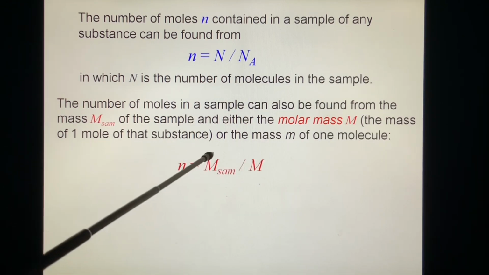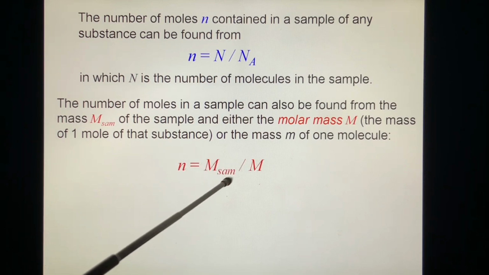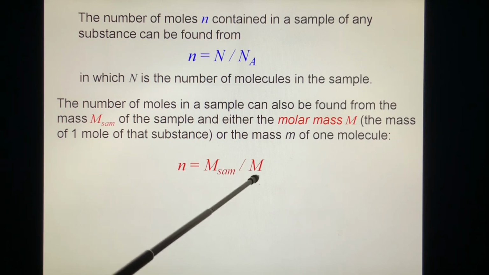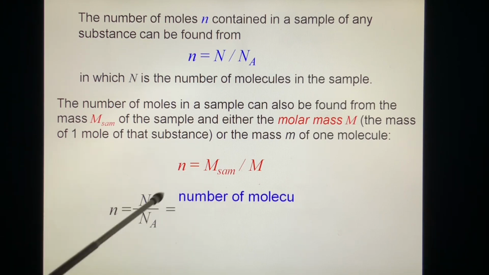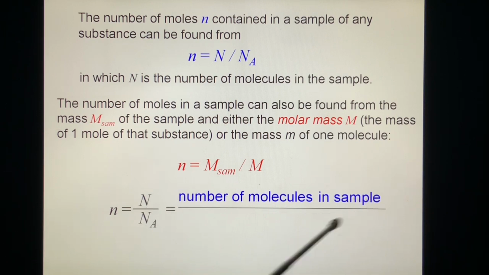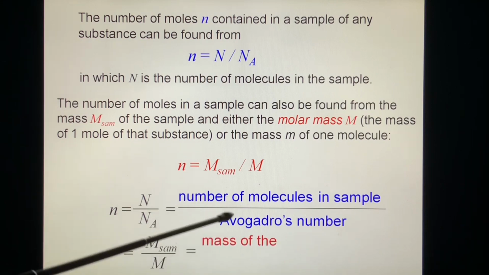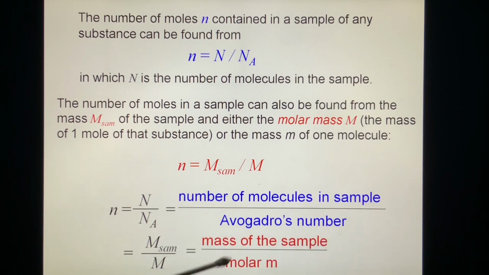n equals mass of sample divided by molar mass M. Molar mass means the mass of one mole of that substance. Summarized, n equals the number of molecules in a sample divided by Avogadro's number, or equal to the mass of the sample divided by molar mass of this substance.